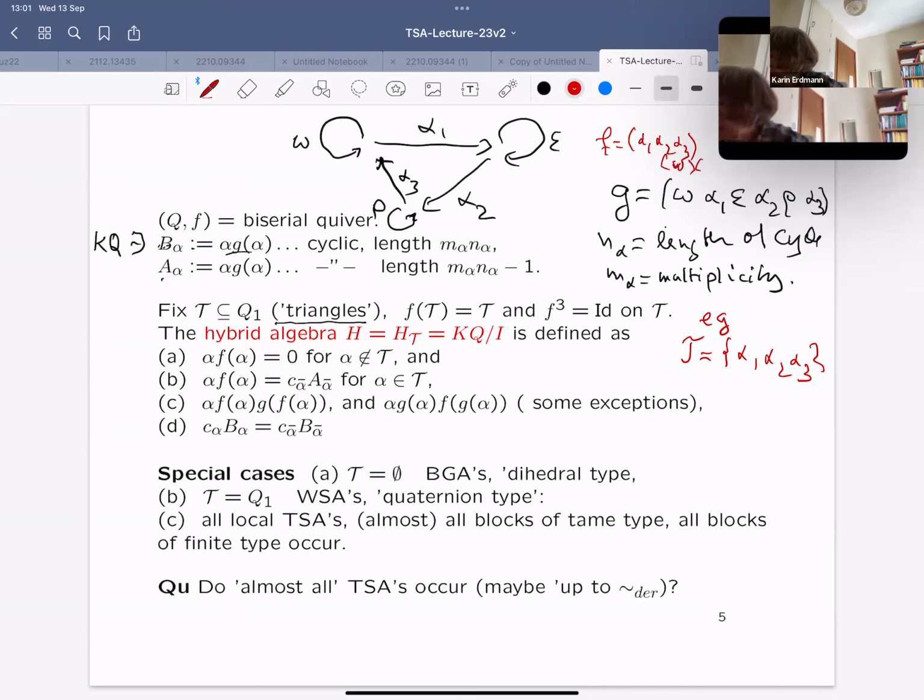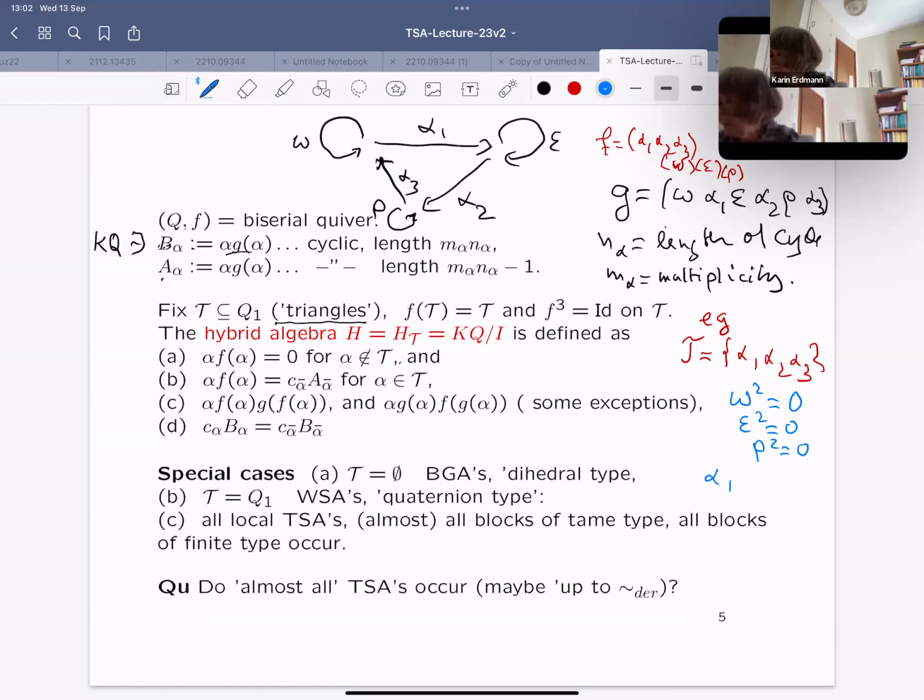Omega, epsilon. So this would work. And so then we define our relations. Within this outside T, the relation should be 0. And inside T, we take a different relation. So the relation in this example would be omega squared is 0. So omega squared is 0, and epsilon squared is 0, and rho squared is 0.